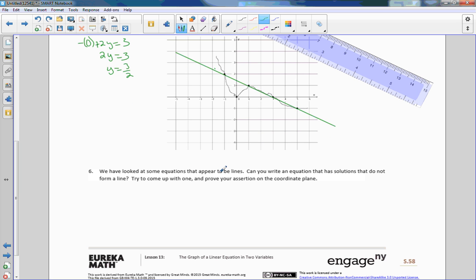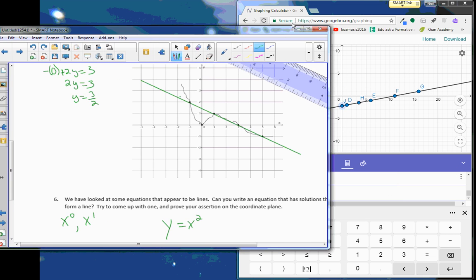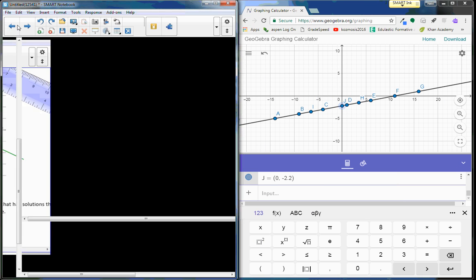Number 6. We have looked at some equations that appear to be lines. Can you write an equation that has solutions that do not form a line? Try to come up with one and prove your assertion on the coordinate plane. Okay. All right, so you don't want a line. In the last chapter, or in this module, we learned that any power of x being 0, or any x to the first power will give us a linear equation. So how about I just say y equals x to a different power, like x squared.